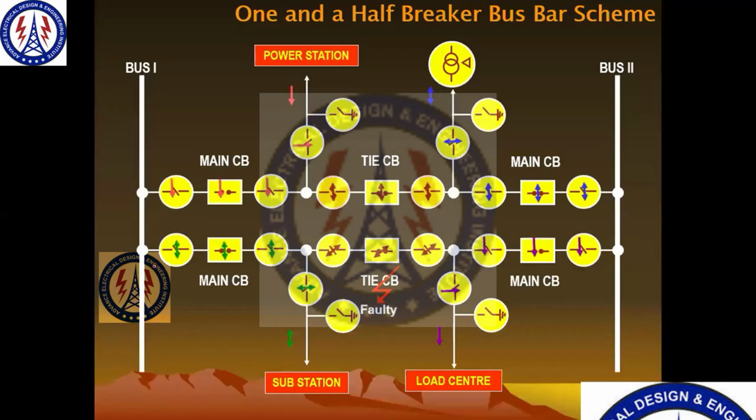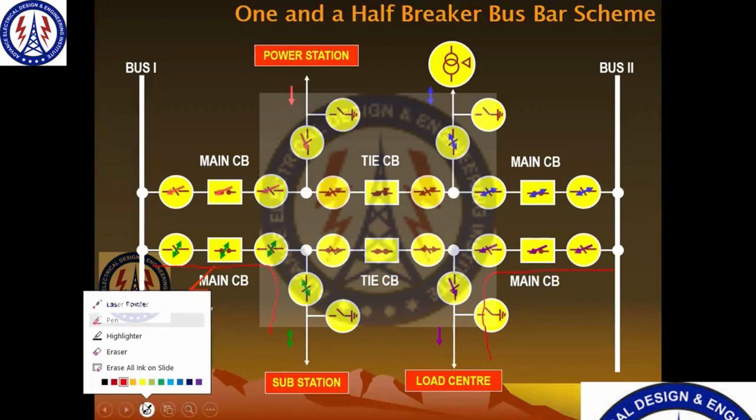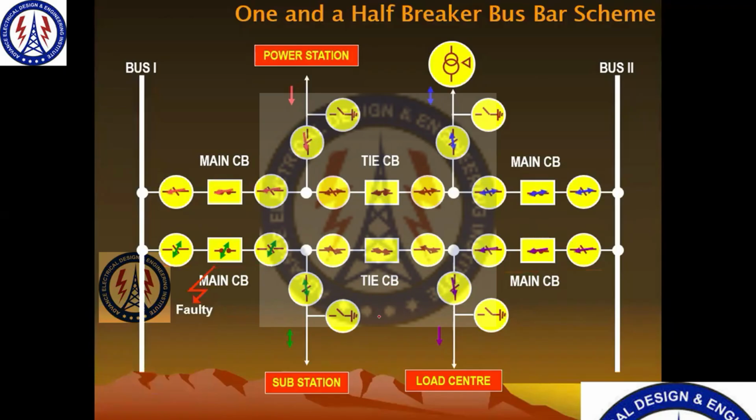So how will the feeder take the power? It will take the power from here. It will take the power from here. Okay, now suppose you have a fault here. Okay, so this circuit breaker will help the tie work as this one.